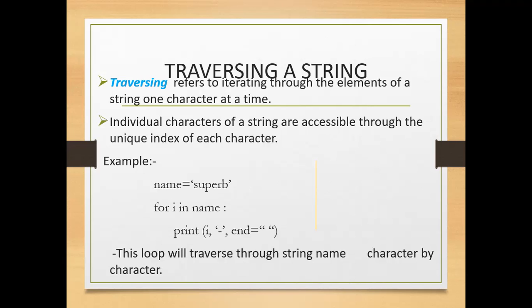So this loop will traverse through the string called name, character by character. This is called traversing. We're going to traverse through the string character by character, and the code will print the word superb. Even the letter B will come with a hyphen, because that is what we are printing. We are printing a pattern: the variable and a hyphen.